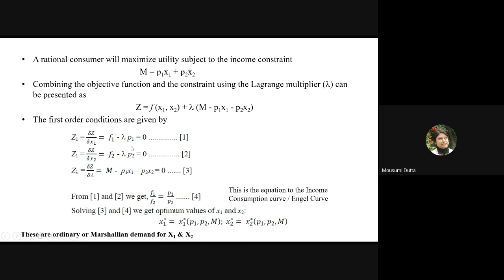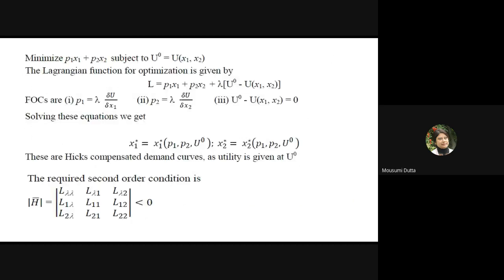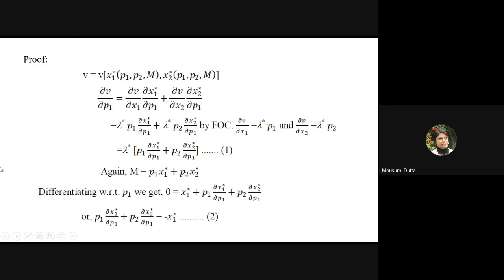If I take the first order condition, we are getting del u by del x1 is equal to lambda p1, del u by del x2 is equal to lambda p2. So whenever we take the derivative of the utility function with respect to x1, we get lambda p1, and when we take the derivative with respect to x2, we get lambda p2. So these two elements we are substituting, lambda p1 and lambda p2.